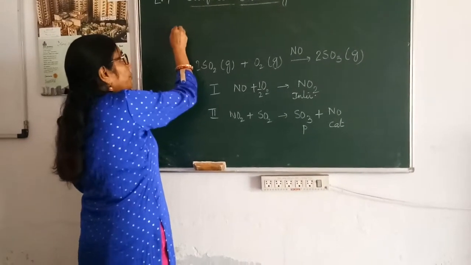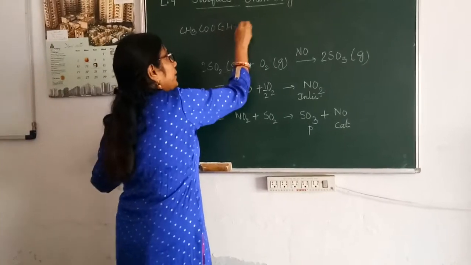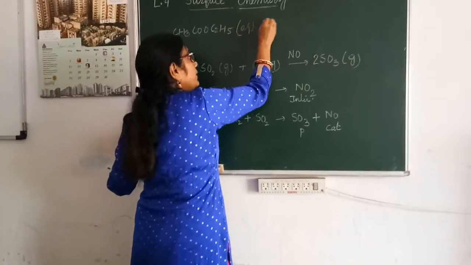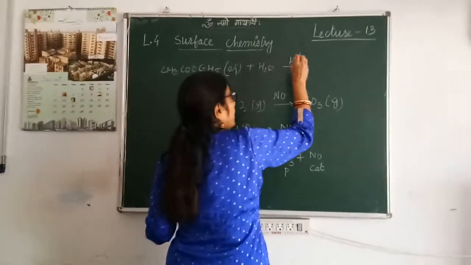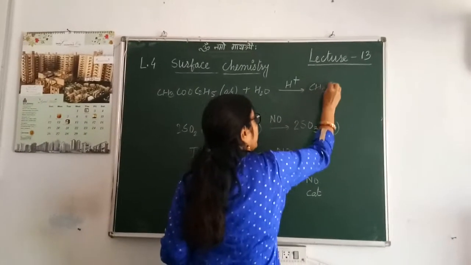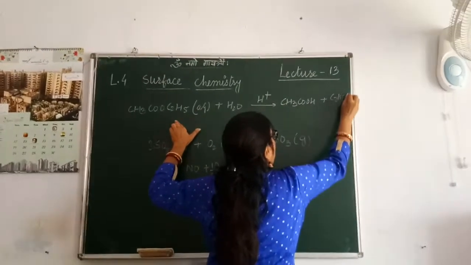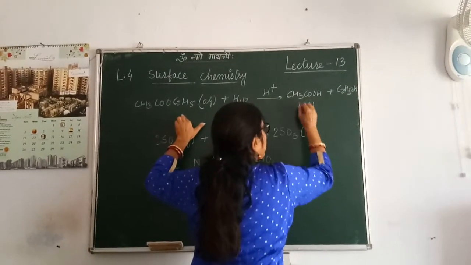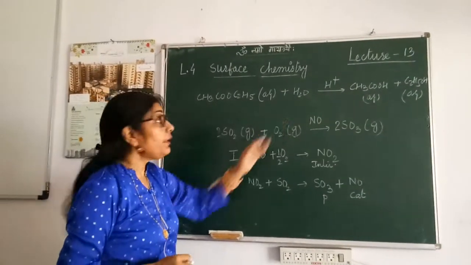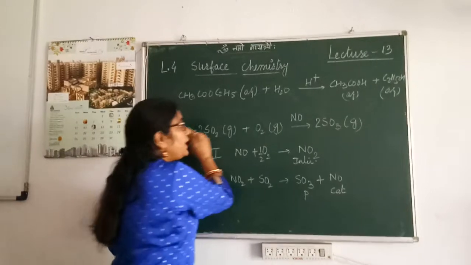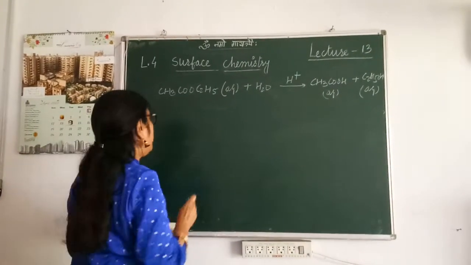Some more reactions you can see. Hydrolysis of ester. This is aqueous. Water is also liquid. Catalyst can be an acid or a base and it forms acetic acid plus ethanol and both are in aqueous state. So all are in the same phase including the catalyst. Such reactions are said to be following homogeneous catalysis.